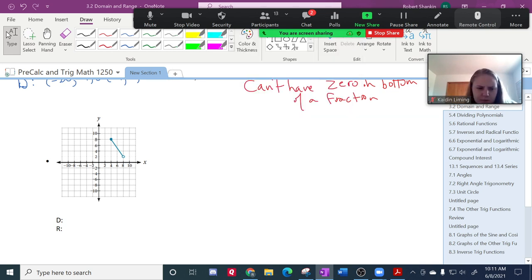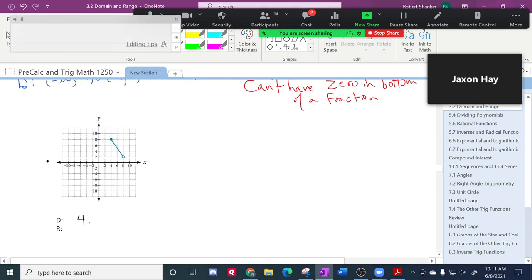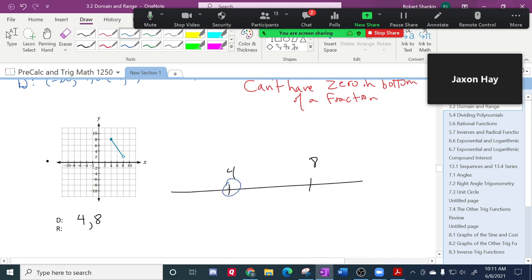Okay, so let me ask group 2, what did you come up with for the domain on this one? We said that the domain runs from 4 to 8, including 4, but not including 8, and the range. So how do I show that I include 4, but I don't include 8? That would be the closed circle. Okay, and the open circle indicates it's not equal to. So we'd close the circle over here, and we'd open the circle over here.